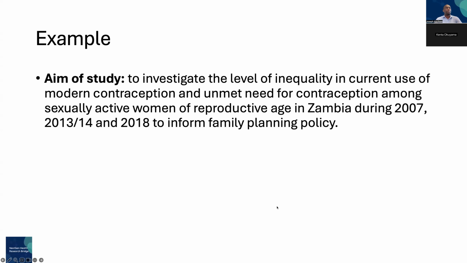So I'll give an example of a study where we used the concentration indices to measure inequality. This is a study that was done in Zambia to investigate the level of inequality in the current use of modern contraception and unmet needs of contraception among sexually active women of reproductive age in Zambia. And we compared 3 rounds of the DHS.